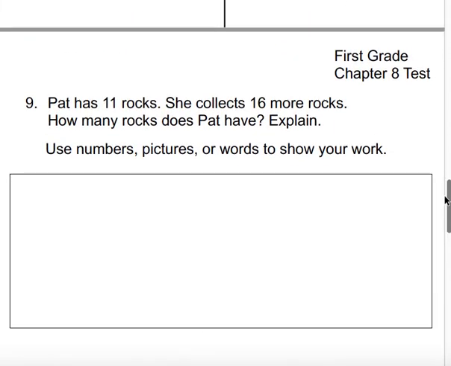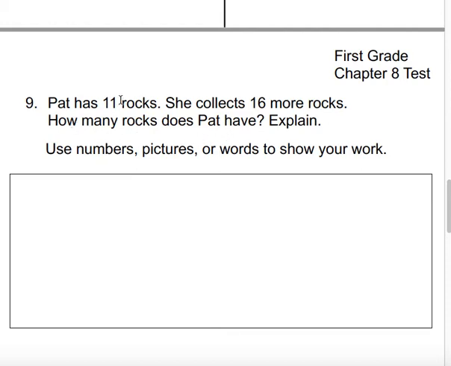All right, number 9 and 10 are a little tricky. So here's our word problem. Pat has 11 rocks. She collects 16 more rocks. How many rocks does Pat have? Explain. Use numbers, pictures, or words to show your work. So let's go back and read it again. And if I were you, if you have your test printed out, I would circle important things, or I would write your numbers and what you're going to do. Pat has 11 rocks. She collects 16 more rocks. How many rocks does Pat have?